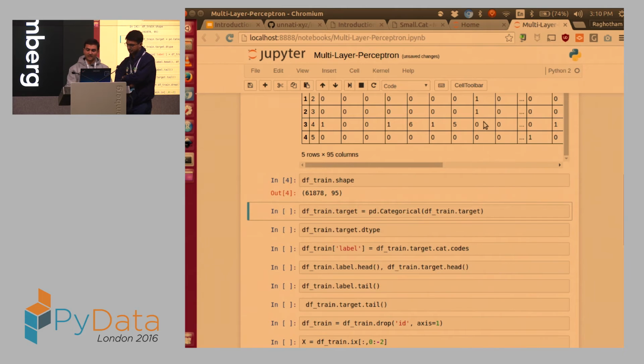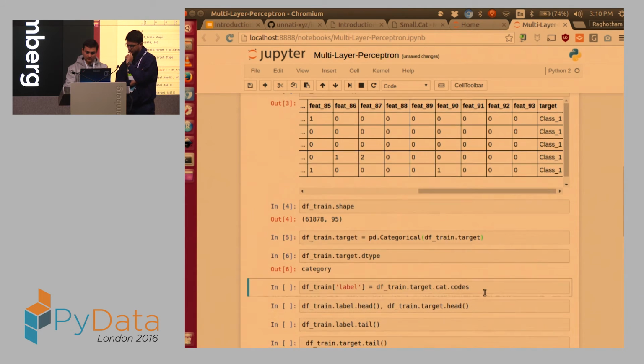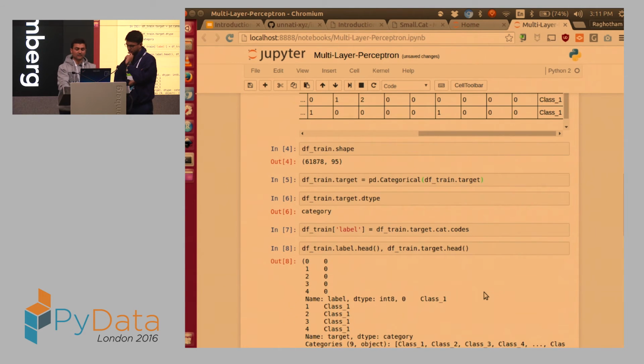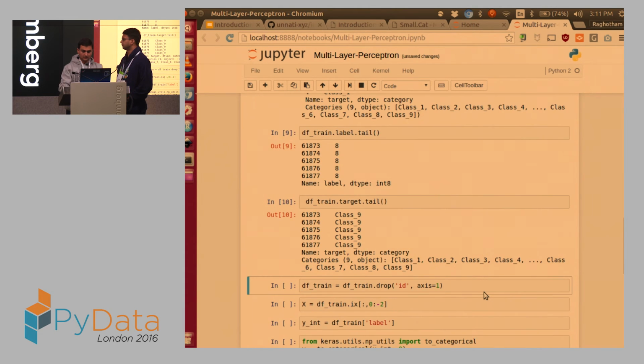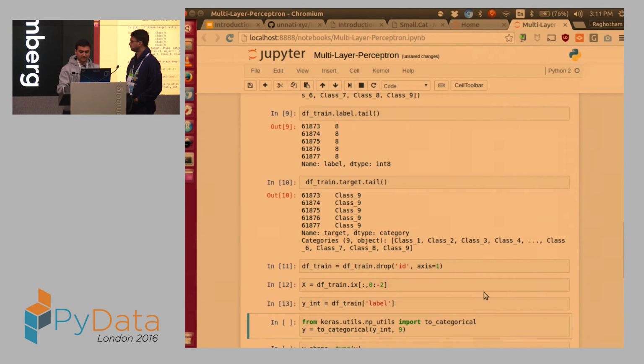We need to convert the target column in the data frame to a categorical format, so we just do that. Then we create a new label column using the categorical one. Now I don't have class 1, class 2; rather, I have 1, 2, 3, 4, so that I can feed it into the multi-layer perceptron I'll build. The class numbers are 0 to 8. I just drop the ID column and do some other preprocessing there.